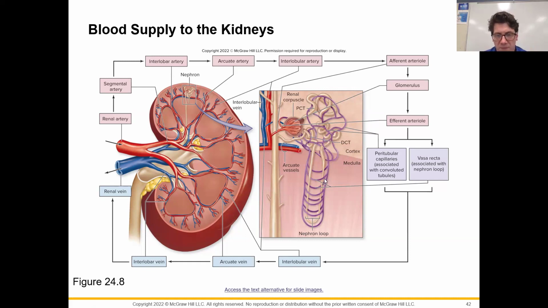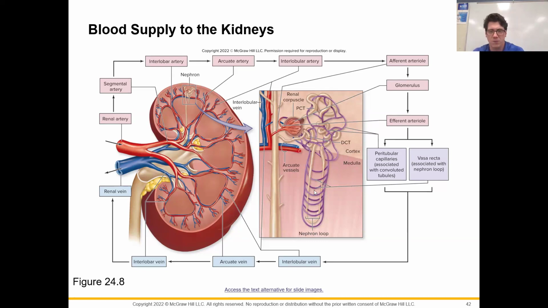Now, this is also going to depend on which type of nephrons we're talking about. If we have one of these juxtamedullary nephrons where we have this large nephron loop, we will also be dealing with the capillaries around what we call the vasa recta, dealing with the nephron loop of those juxtamedullary nephrons, okay? Then we're going to enter the interlobular veins, okay?